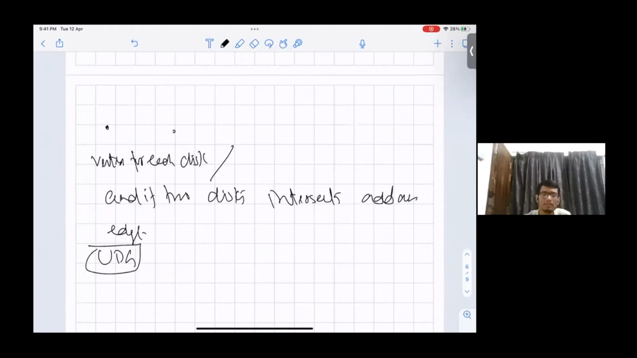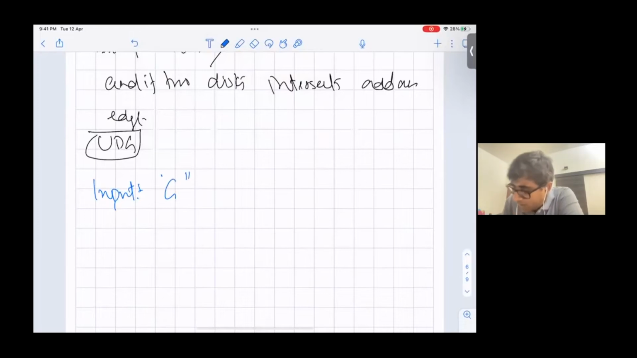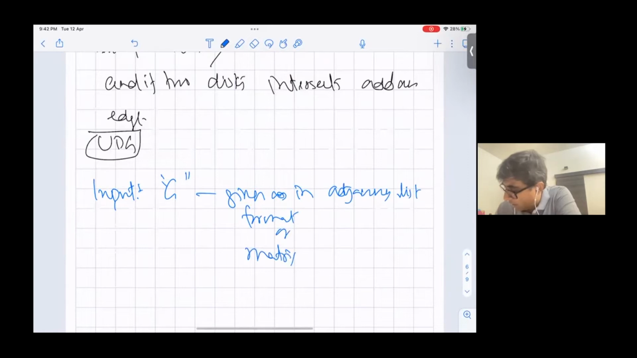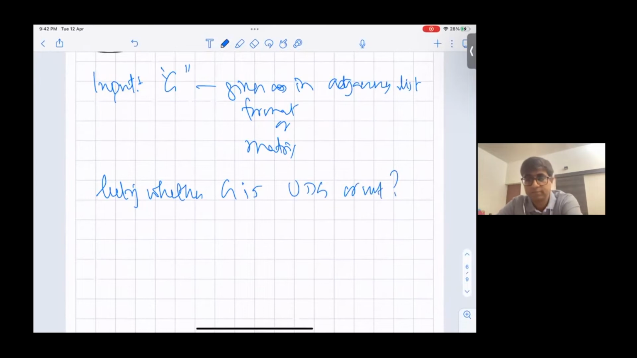Yes. Okay. Now, suppose the input is a graph G given in, say, adjacency list format or matrix, whatever. Testing whether G is a unit disk graph or not is not polytime. It is an NP-hard question. You get my point?